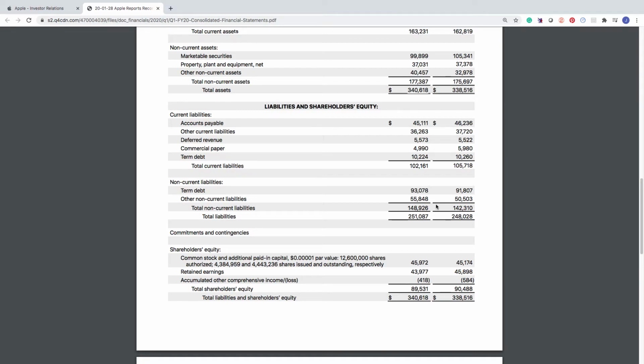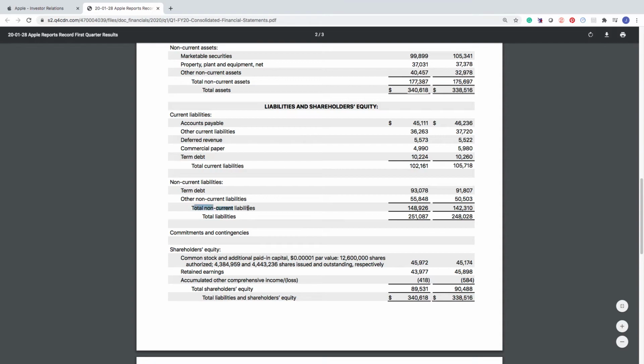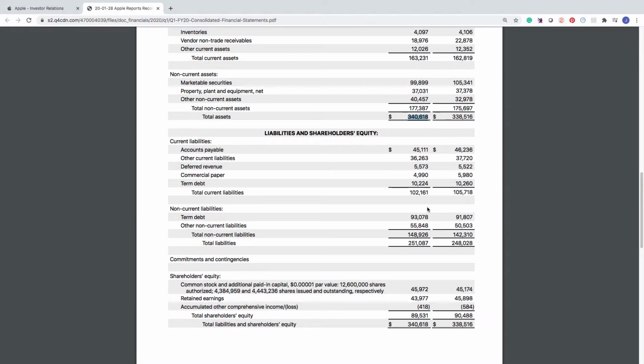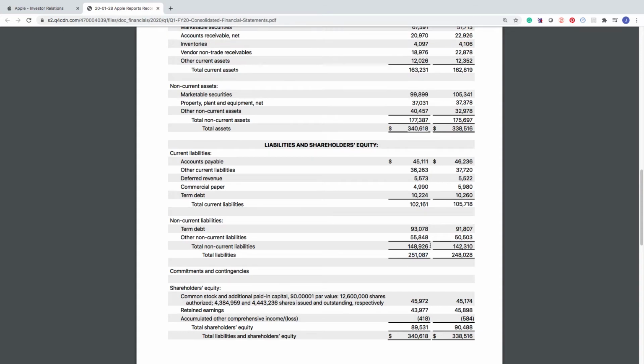If we sum up all the liabilities, if we sum up the total current liabilities, which are 102 billion, and the total non-current liabilities, which are 148 billion, we roughly come up to 251 billion. Now, what is the point of all this? We've calculated the total assets, we've calculated the total liabilities. What is this telling us?